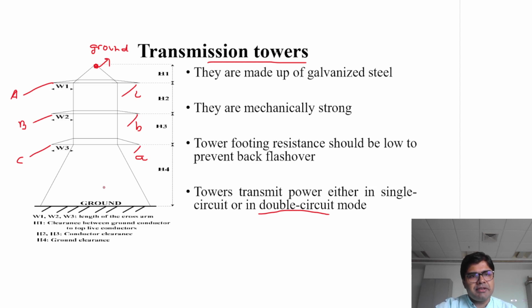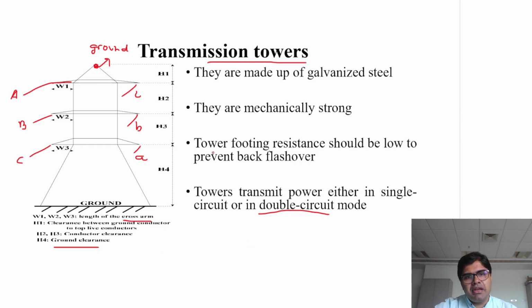Now we have certain specifications. You see W1, W2, W2, they are the lengths of the cross arms. Now we have the ground clearance H4, it is very vital. H4 is the ground clearance. H1 is the clearance between topmost live conductors and ground conductors, and H2, H3 are the clearances between any two phase conductors.